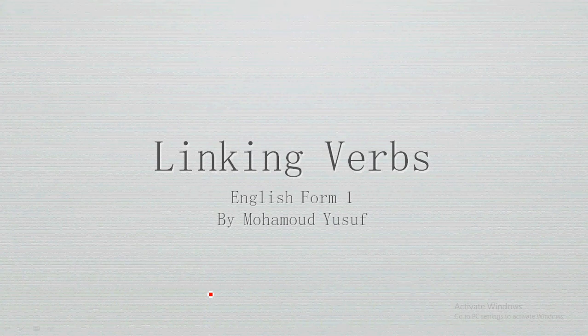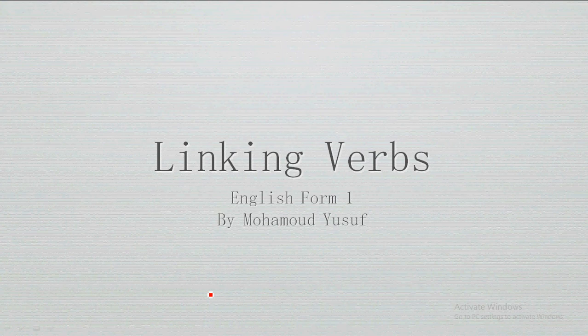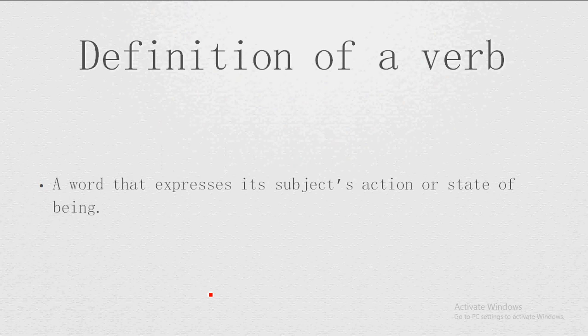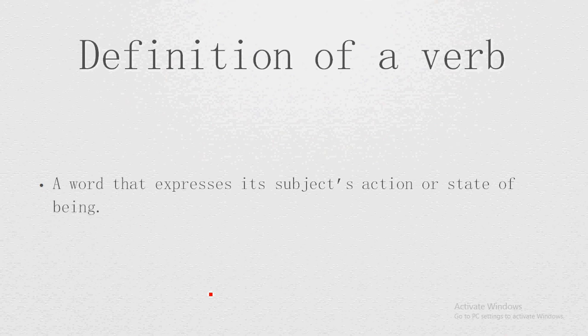This lesson is aimed at English students in Form 1. We'll be learning about linking verbs today. First of all, we need to explain the definition of a verb. What is a verb? Before we get into the types of verbs, we need to learn the definition. A verb is a word that expresses its subject's action or state of being.